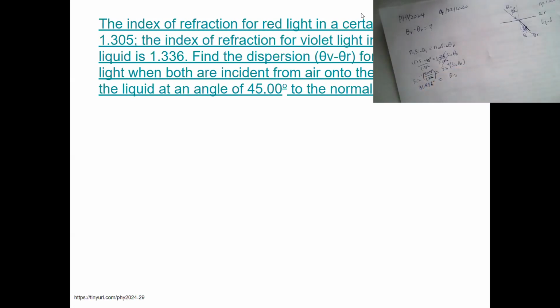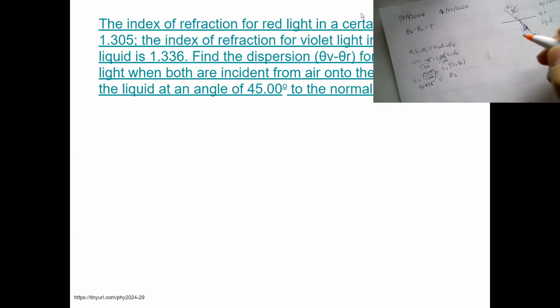31.956 degrees. Because the difference in the two angles will be very small, it's good that you keep extra digits here. The problem gives the numbers in 4 digits, so I will keep 1 extra digit, so I'll keep 5 digits here. Now this is theta v.